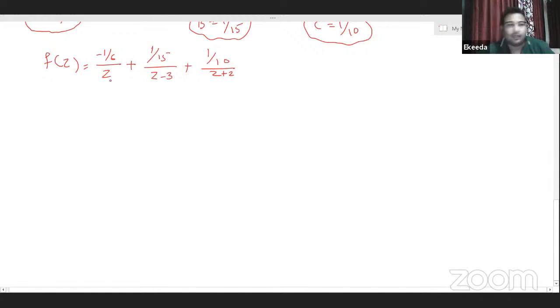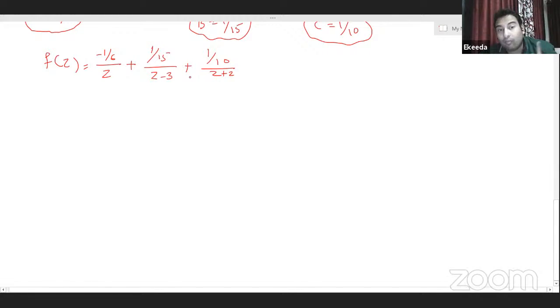Is this clear what I did? See, this is z equal to 0. Just equate it to 0. The second factor is z minus 3 equal to 0, so z equal to 3. And the last factor is z plus 2 equal to 0. That means z is equal to minus 2.